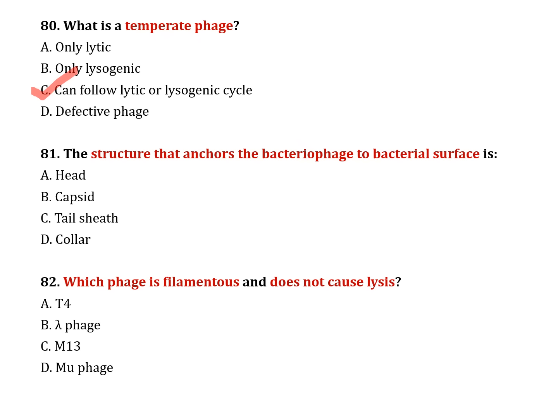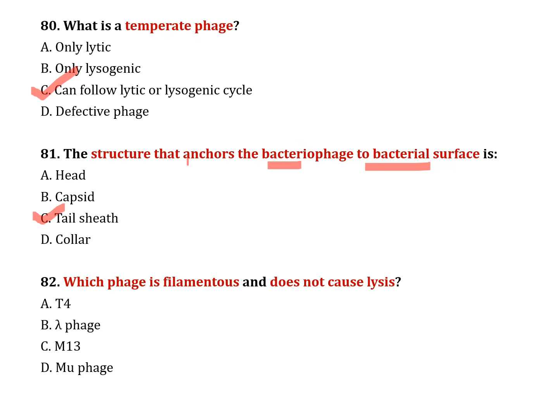The next question, number 81: The structure that anchors the bacteriophage to the bacterial surface is: option A, head; option B, capsid; option C, tail sheath; option D, collar. Correct answer is option C, tail sheath or tail fiber.